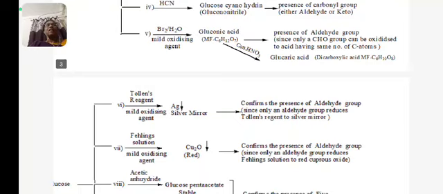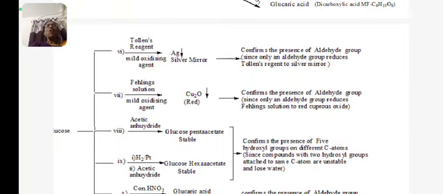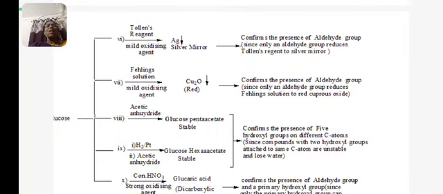a dicarboxylic acid. Similarly, when Tollens reagent, which is also a mild oxidizing agent, is added to glucose, glucose reduces Tollens reagent to a black silver mirror and gets itself oxidized to ammonium gluconate. This confirms the presence of an aldehyde group. Similarly, when Fehling solution is added, we get red cuprous oxide. This reaction also confirms the presence of an aldehyde group.